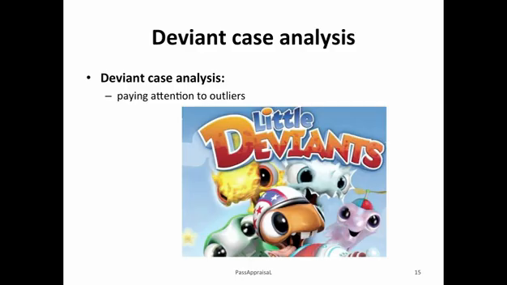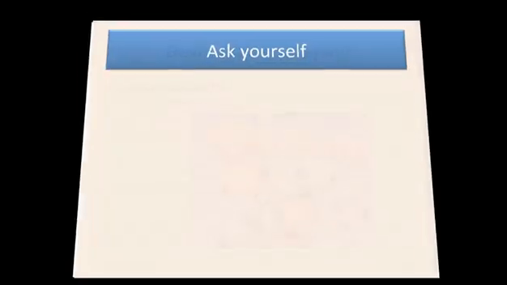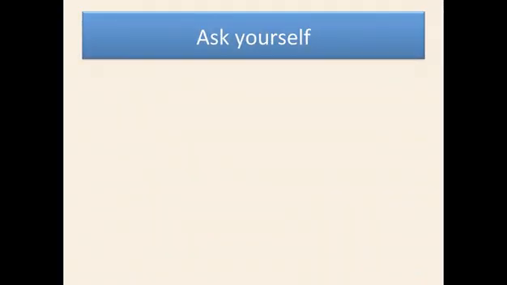So these methods, triangulation, reflexivity, member checking, and deviant case analysis help us to establish whether a qualitative research has been conducted in a valid fashion. So these methods help us to critically appraise a qualitative research study. Now it's time to ask yourself a few questions.